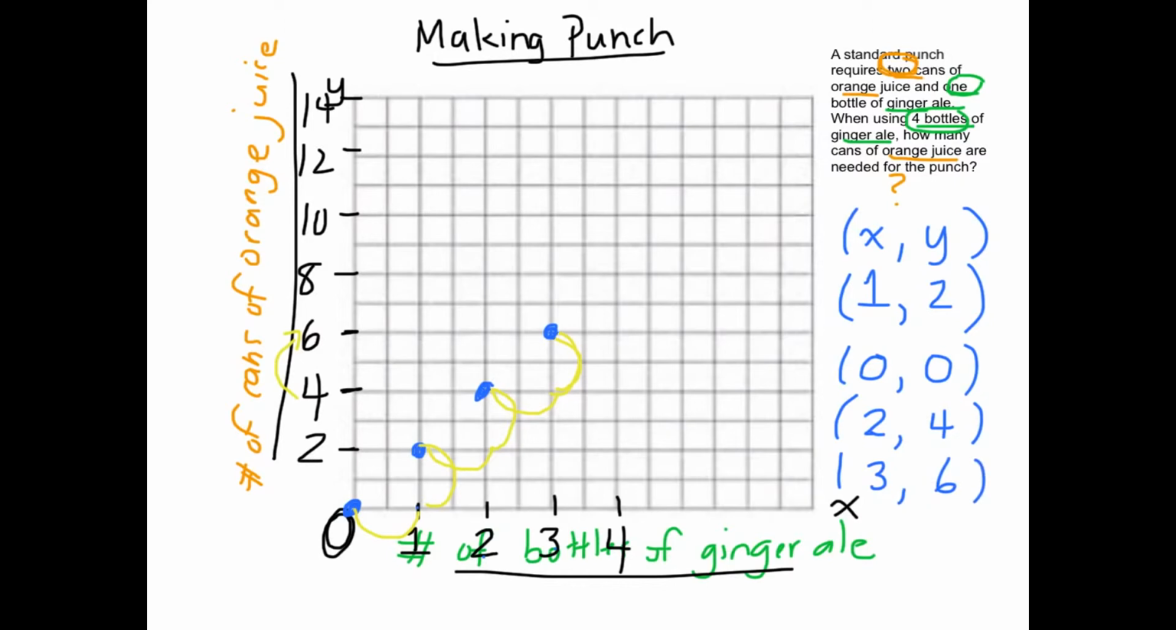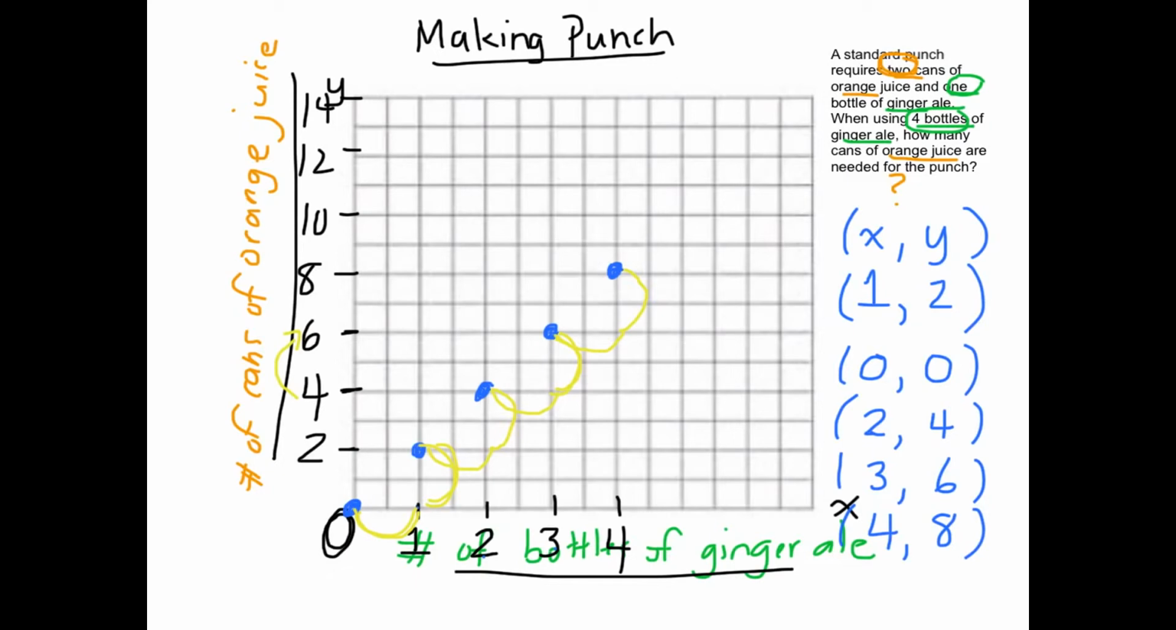Are you noticing a pattern? What's the pattern that you're noticing? Every time we increase our x value by 1, we increase our y value by, that's right, 2. So let's do this again. Add another bottle of ginger ale, we're going to add another 2 cans of orange juice. So let's plot that point. And that point is represented by the coordinate 4, 8. So now we've completed the graph.